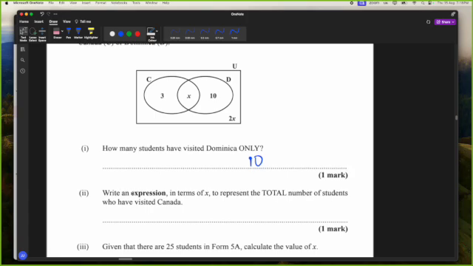Write an expression. An expression does not have an equal sign. In terms of x, represent the total number of students who have visited Canada. So Canada is 3 plus x. That's it.